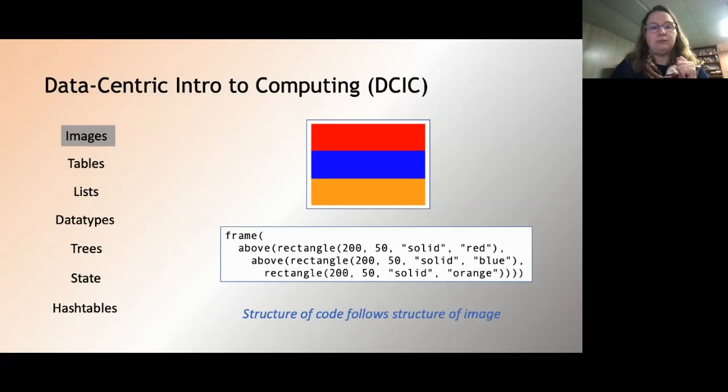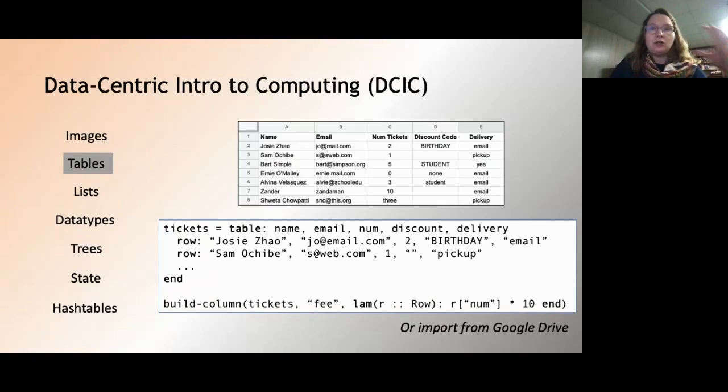When we go to tables, here's our same event data table that I had up a little while ago. Here's what it looks like in the programming language. We can write a table down syntactically, or we can just import it from a Google Sheet. And then we have functions that look like the higher order functions we're used to on lists, but these are higher order functions on tables. In this case, we're going to compute a new column. Let's add a column to this table called fee. And the fee is going to be, say, $10 per ticket, right? Lambda expressions, the whole nine yards.